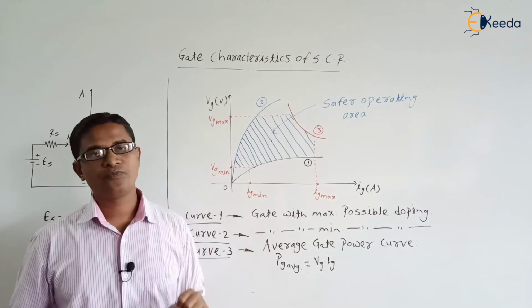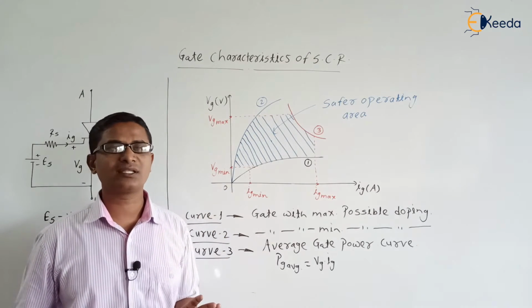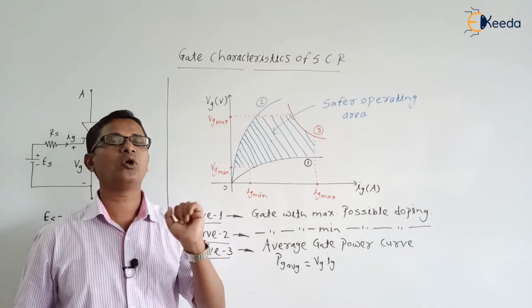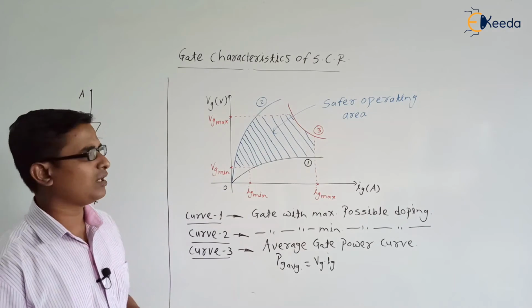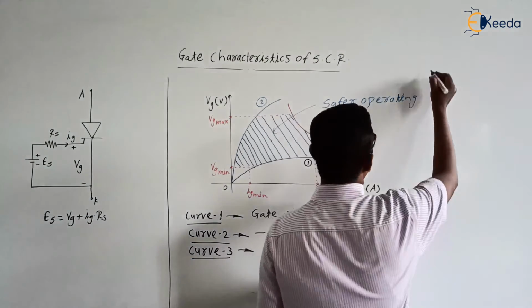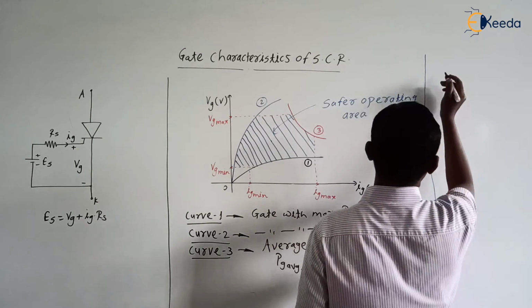Okay, now how to select the operating point? We are going to discuss how to select the operating point. For that we need to take the help of a load line. So we need to draw one load line. You might have heard about the load line in electronic devices. So, load line, I'm writing here.